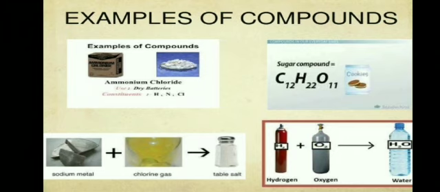And the next is the sugar compound. So here in this sugar compound, carbon, hydrogen and oxygen are used. So sugar is nothing but glucose. It is present in every item of food. And next, as we have seen, table salt and then water. So these are some of the examples of compounds which we use in our daily life.